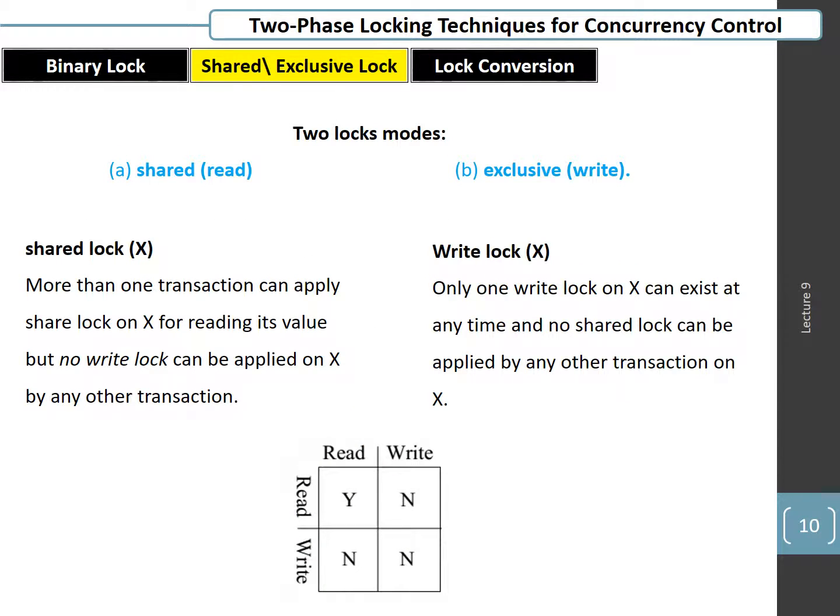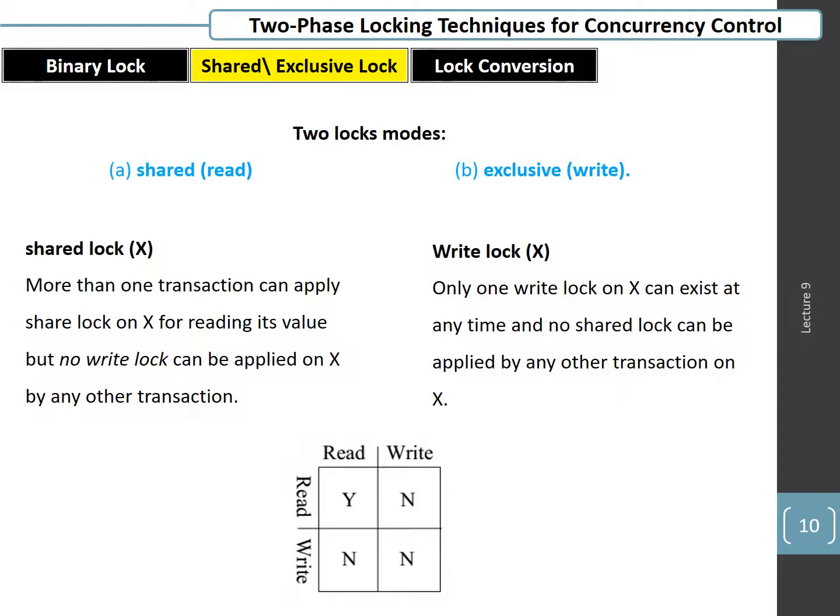The second technique is about the mode of the locks. We have two lock modes. The first is the shared lock or the read lock. The second is the exclusive or write lock. We can apply the shared lock on a data item when we want to read the value of this data item.